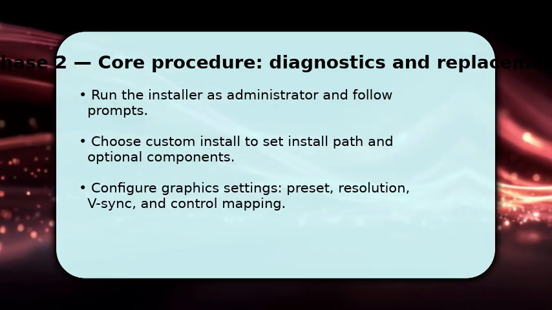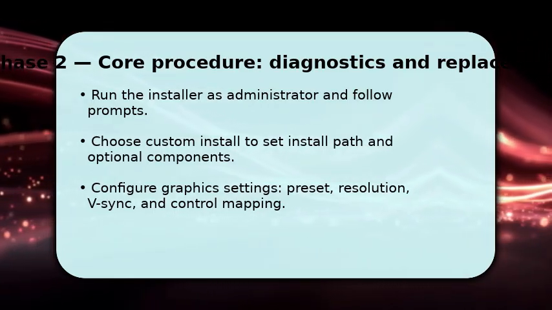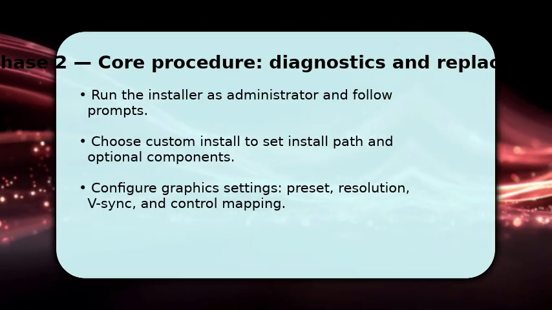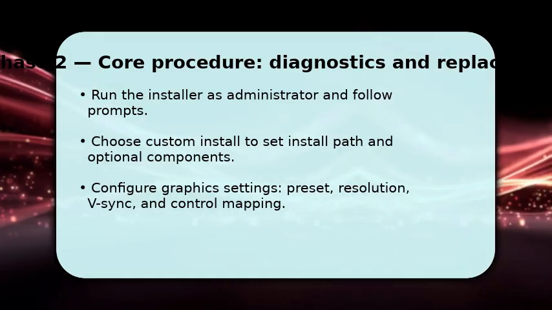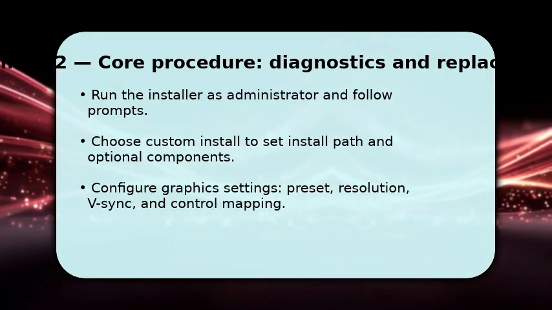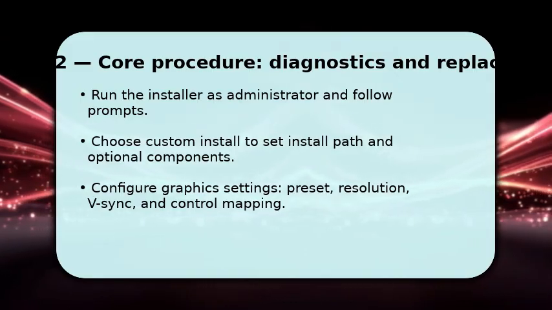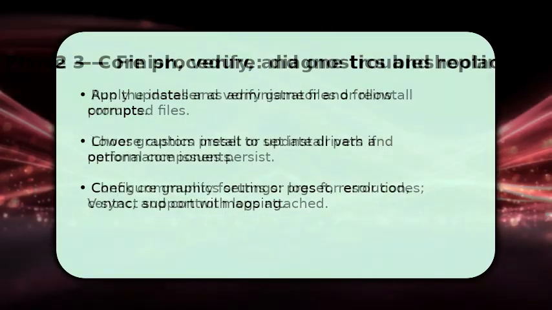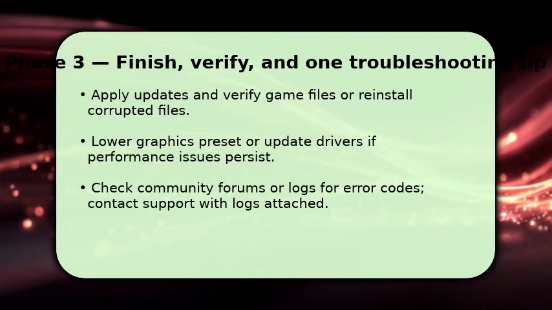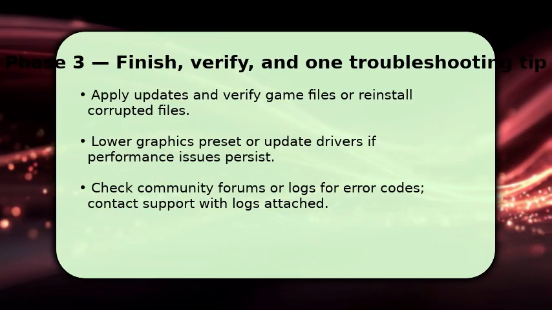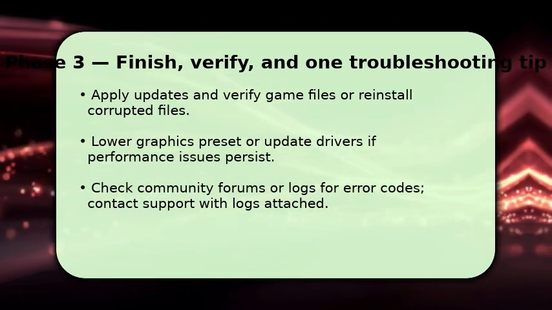Set your resolution, graphics preset, and toggle VSync based on performance. Also map controls and calibrate input so motion feels natural. After these configuration choices, you finish by applying any remaining updates and verifying game files through the platform to catch corrupted downloads. If you face low frame rates, lower the graphics preset or update GPU drivers.